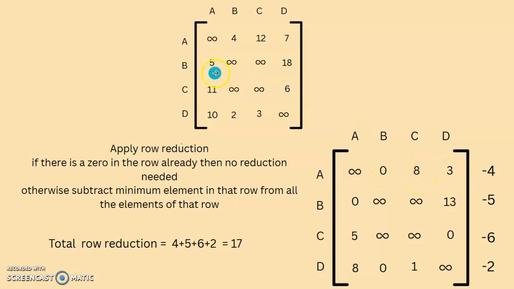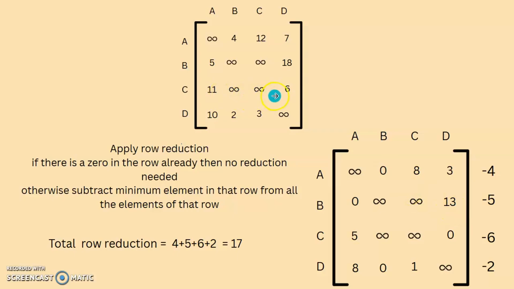Like that for the second row, is there any 0? There is no 0 in the row, so we have to apply row reduction. What is the minimum element in that row? 5. So subtract 5 from the elements of the second row. This will become 0. Then infinity will be as it is, and 18 minus 5 is 13.